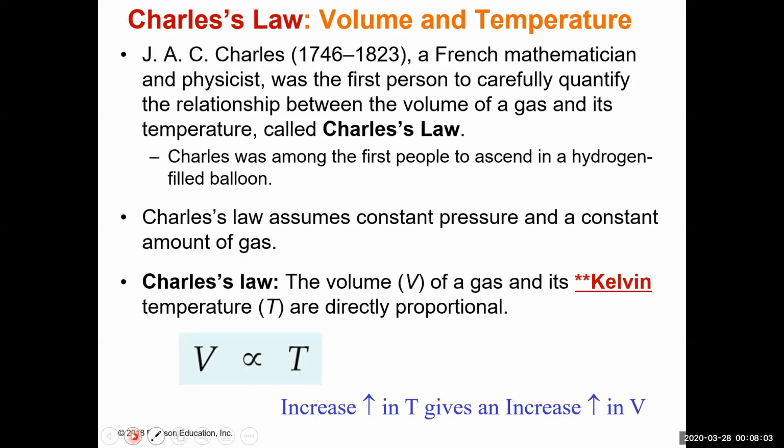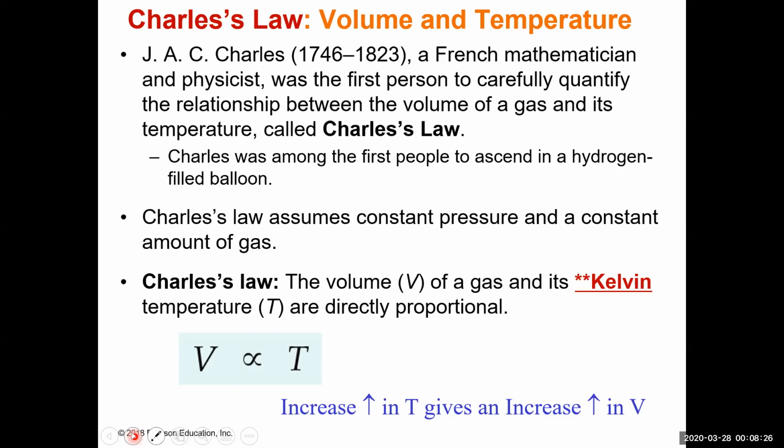Now, Charles, who was a mathematician and a physicist, was the first person to carefully quantify the relationship between the volume of a gas and the temperature. And this relationship is now called Charles' law. He was actually one of the first people to ascend, or to go up, in a hydrogen-filled balloon.